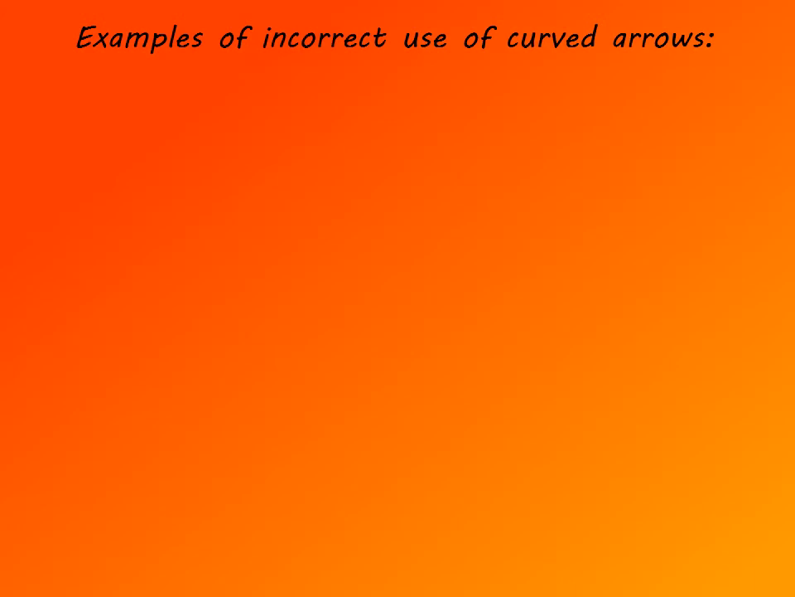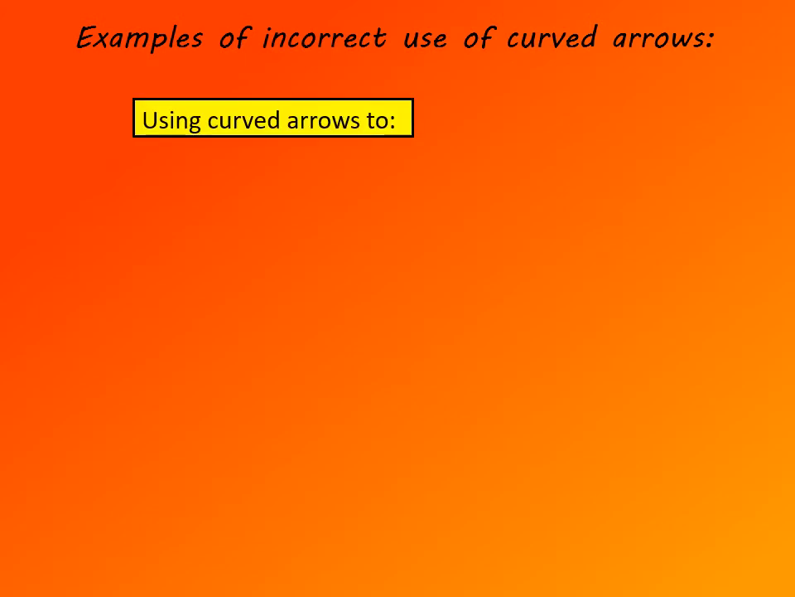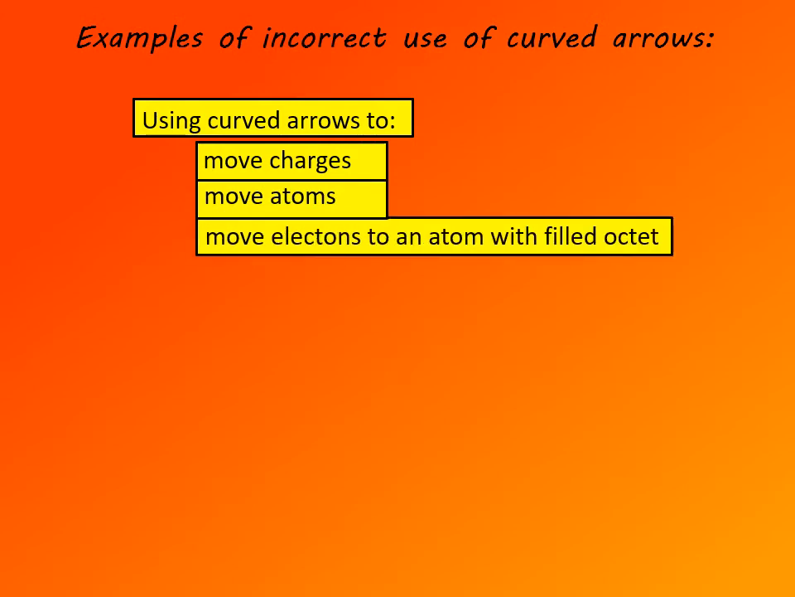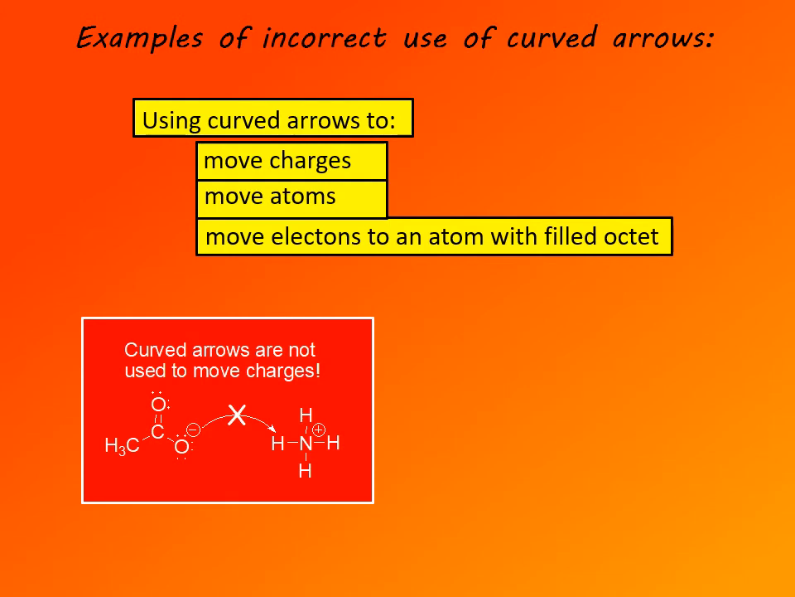Now, students frequently use curved arrows incorrectly. So here are some examples of common mistakes by students. For example, using curved arrows to move charges, to move atoms, or to move electrons to an atom with a filled octet. So in this example, a curved arrow is used to move a charge. The curved arrow starts on a negative charge. So that's wrong.